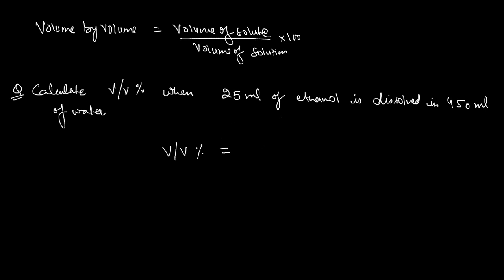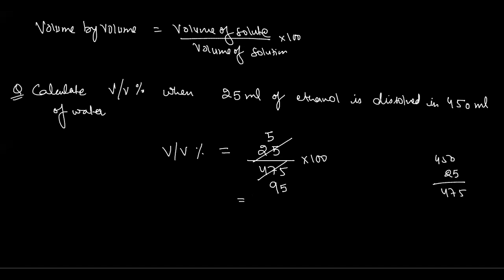25 is the volume of solute that has been given to you, upon dissolving in 450 ml of water. So you need to add the 25 also here, and the total will be 475. Then you have 475 into 100. Now you need to divide it by 5. 5 ones are 5, and 5 9s are 45, and then 5 is 25. You will get 95 here.